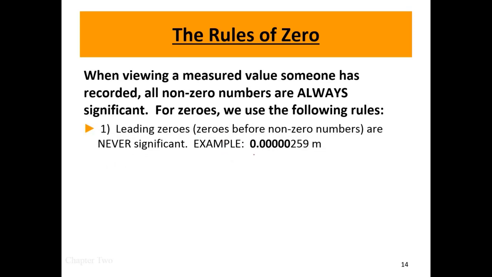Therefore, we have these three rules of zero, and they are: leading zeros are never significant. Now, leading zeros are all zeros before the first non-zero number. So none of these are significant. Even though there's a decimal here, none of these zeros are significant. The only significant figures are the 2, the 5, and the 9.